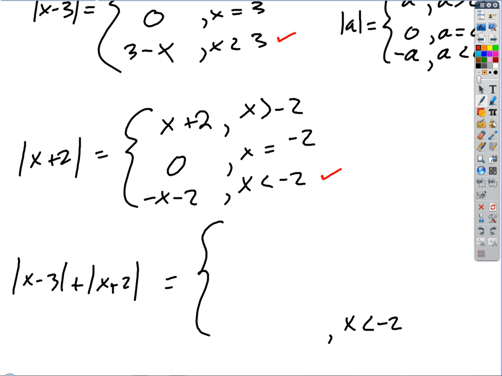So it'll be a sum of those two things. We're going to get negative x minus 2 plus negative x plus 3. So we're going to get negative 2x plus 1. Does that look right? So that's what we get on this domain.